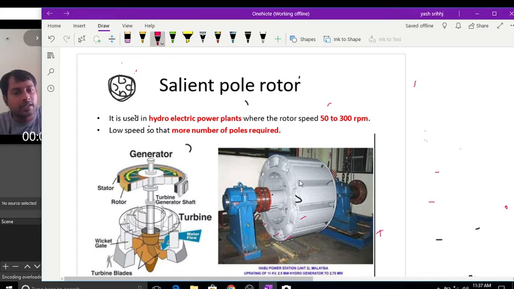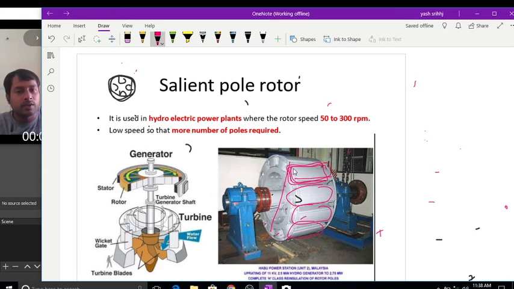So here the diameter is more, but the axial length is less. Even though we can place the winding here, here also we can place the winding, here also we can place the winding. This is the axial length of the stator, I'm taking approximately up to here for the stator.